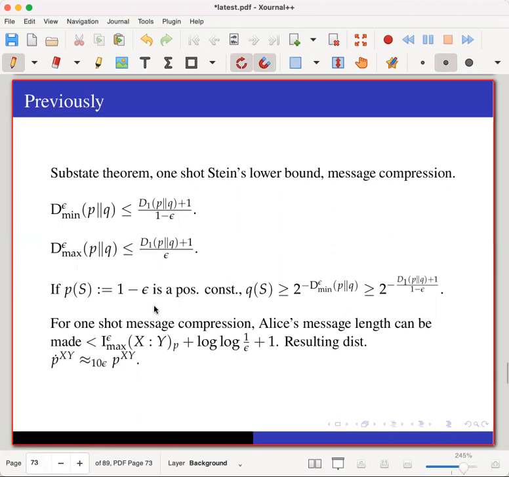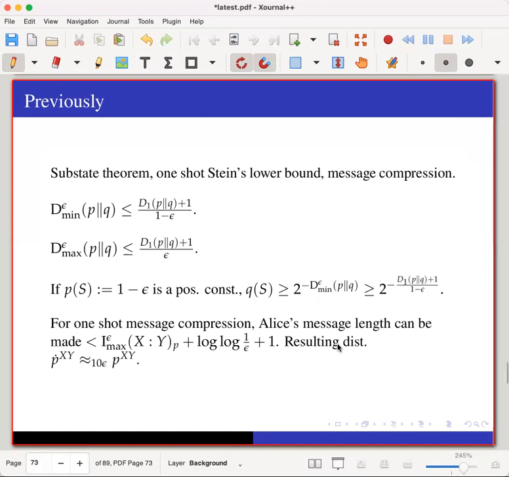Then the one-shot Stein's lower bound was easily proved by connecting the problem to D epsilon min. Let us say the probability of the good hypothesis, PS, is 1 minus epsilon, and suppose it's a positive constant. Then the probability of the imposter hypothesis QS cannot be zero. There is a quantitative lower bound, the Stein's lower bound. By definition, it was 2 to the power minus D epsilon min, and by the substrate theorem, we get this bound in terms of the relative entropy.